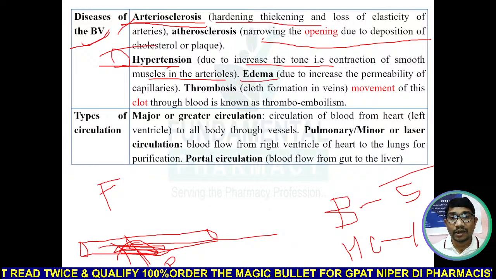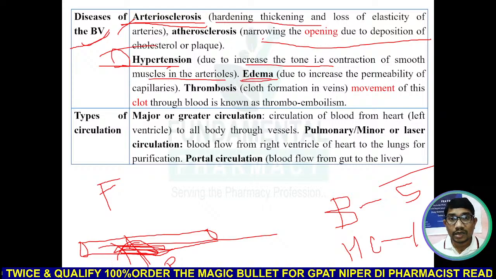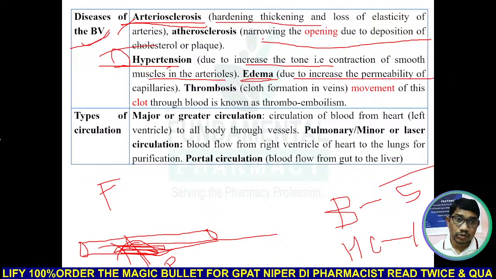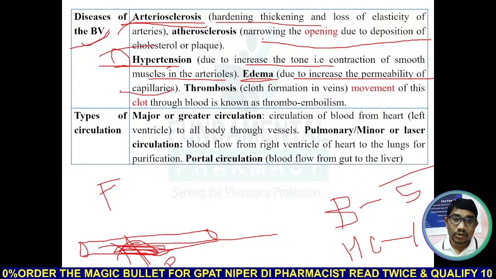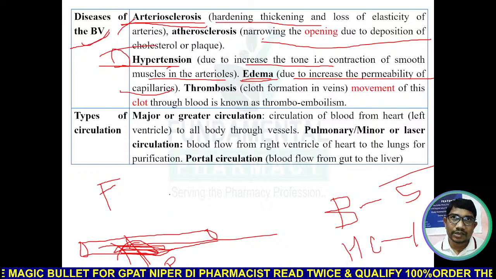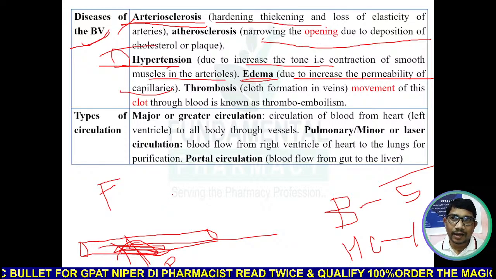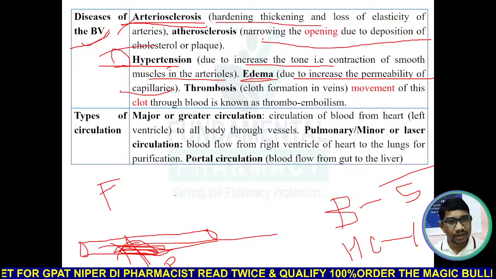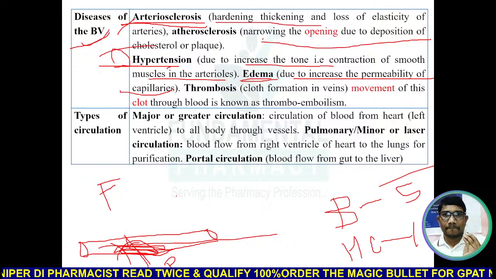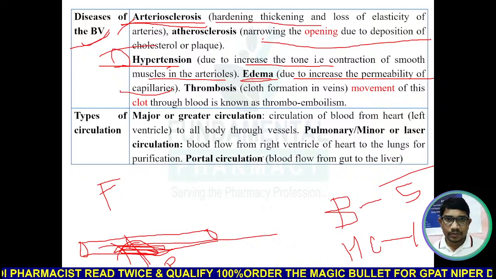Why does edema happen? Edema means swelling. So why does edema happen? Due to increased permeability of capillaries. The small blood vessels, the capillaries, have increased permeability, right? So what will happen there? There is an increased permeability of water and extracellular fluid will be accumulated. This is known as edema.